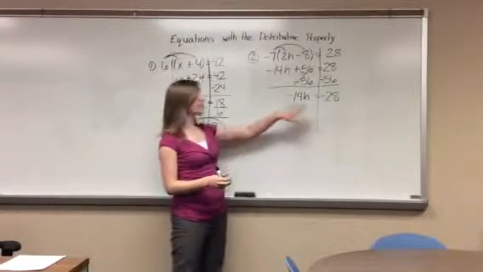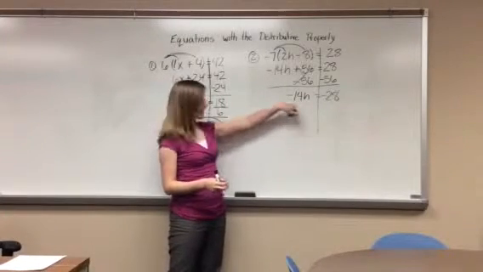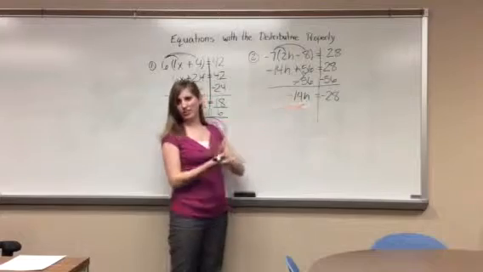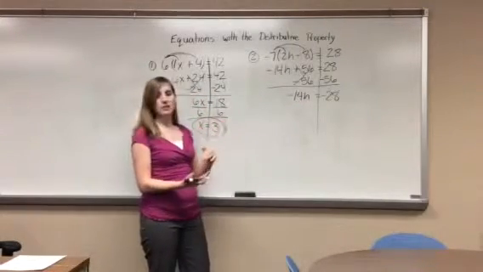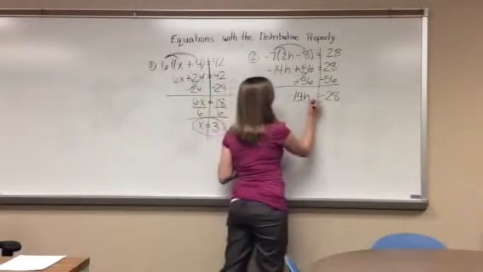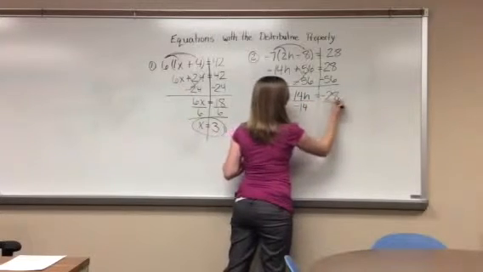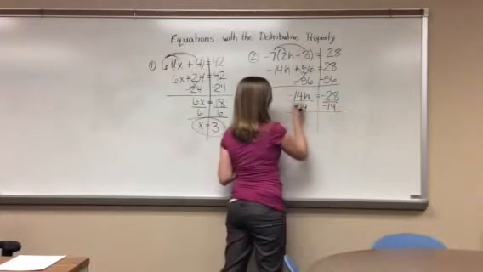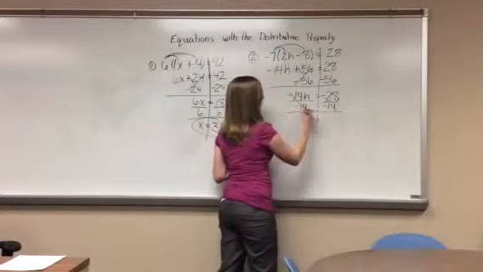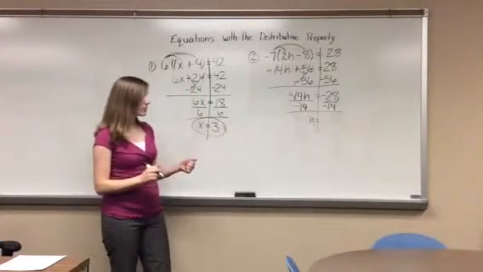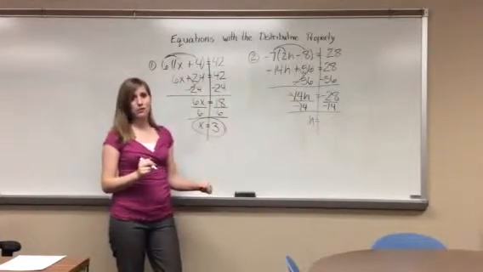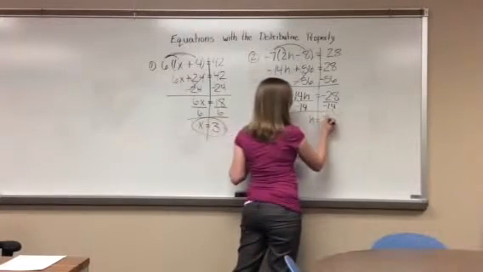Our last step is to get rid of the negative 14. This is negative 14 times h, because they're right next to each other. So the opposite would be divide. I'm going to divide both sides by negative 14. My negative 14's cancel, and negative 28 divided by negative 14 is positive 2.